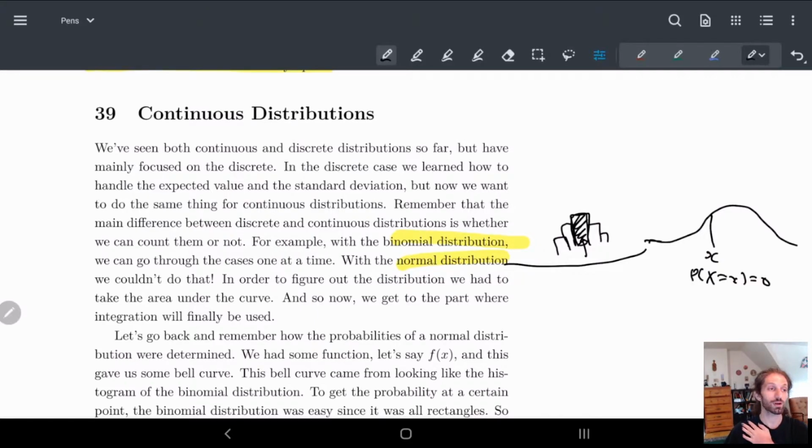And so this is the problem that we're going to have with continuous distributions: the probability at any given point is always 0. So we can't actually just talk about probability at a point. We have to look at an area under some curve.